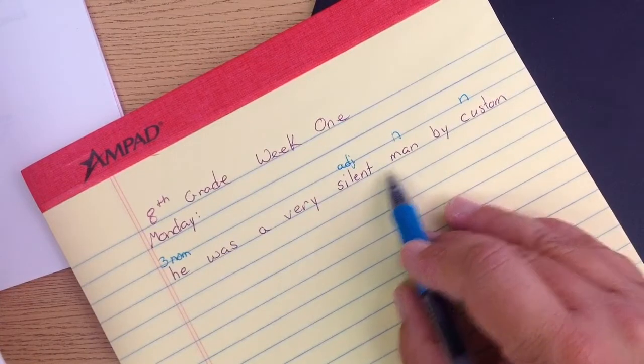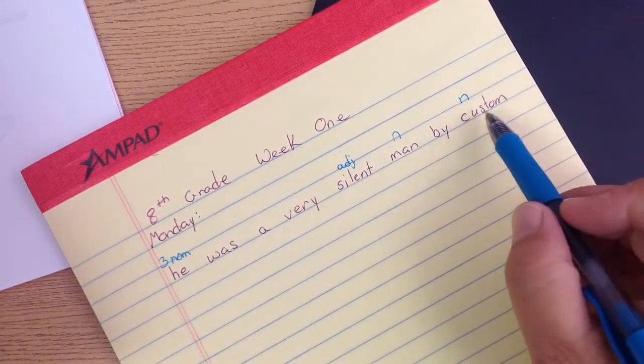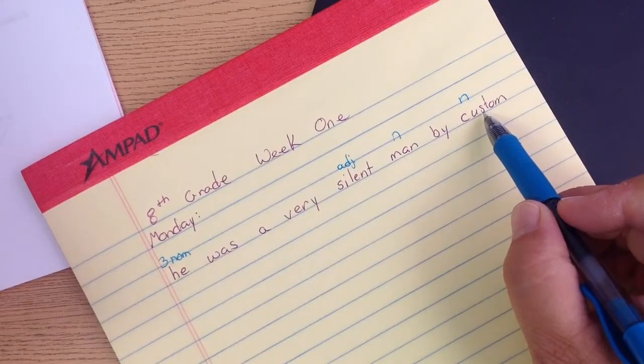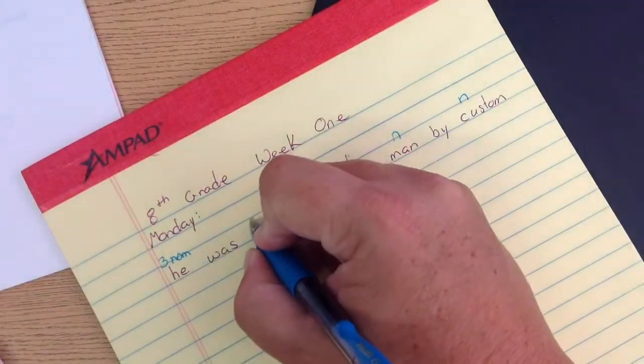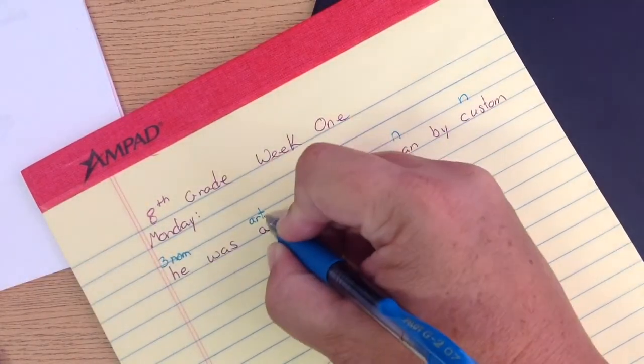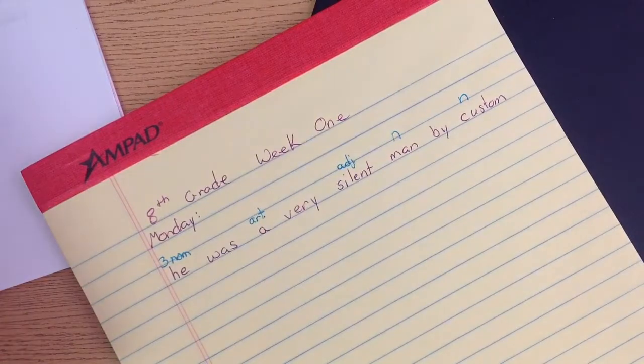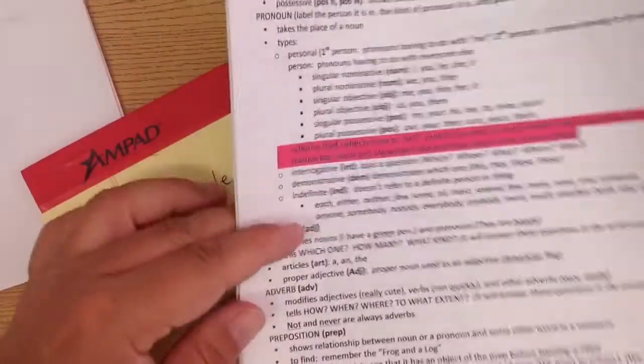How many men? Which one of men? No, it doesn't tell me. By what kind of custom? How many customs? Which one of custom? Doesn't tell me. The only other thing that I don't have is articles: a, an, and the. Remember, those are always articles. That's an article. It is an adjective, but it's so common that we call them articles. So then I'm done with my adjectives.